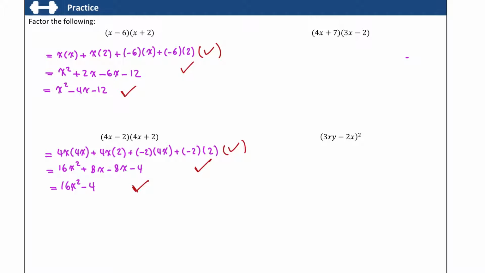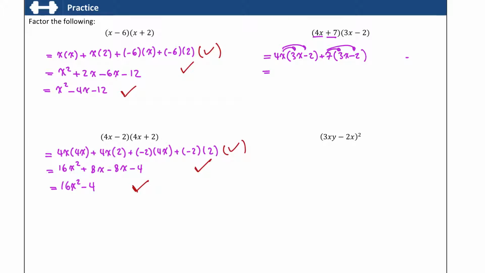Alright, for this one over here, I have 4x plus 7 multiplied by 3x minus 2. So I will use the original method that we learned. So 4x multiplied by 3x minus 2 plus 7 multiplied by 3x minus 2. I will distribute.